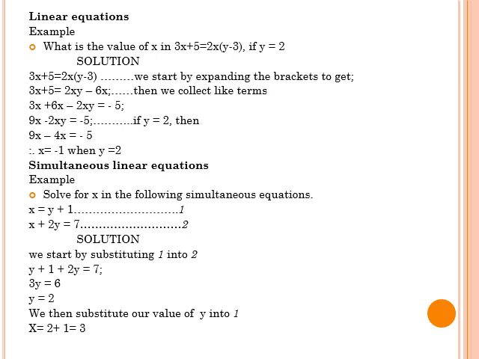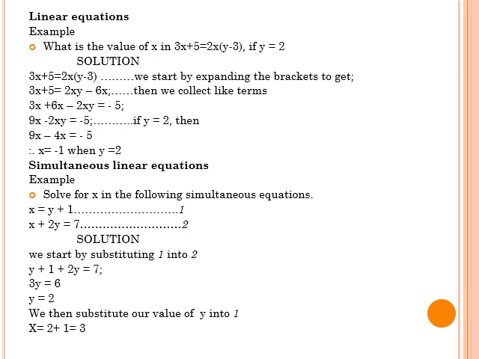When we do this, we are going to get 3x plus 5 is equal to 2xy minus 6x. The next thing we are going to do is to collect like terms. That means we have to bring this 5 over to this other side and the 2xy minus 6x over to this other side. Good. So when we do this, we'll have 3x plus 6x minus 2xy is equal to minus 5.